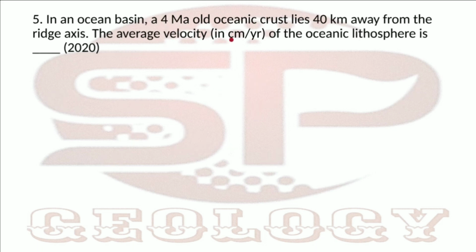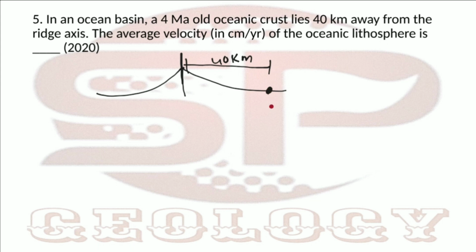In an ocean basin, a 4 million year old oceanic crust lies 40 km away from the ridge axis. So this is your ridge axis. Suppose this is 40 km. Here there is the crustal part which is 4 million years of age. It is 40 km away from the mid-oceanic ridge. So what is the average velocity in centimeter per year?